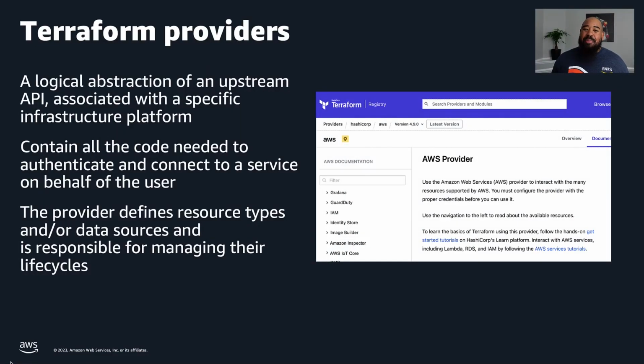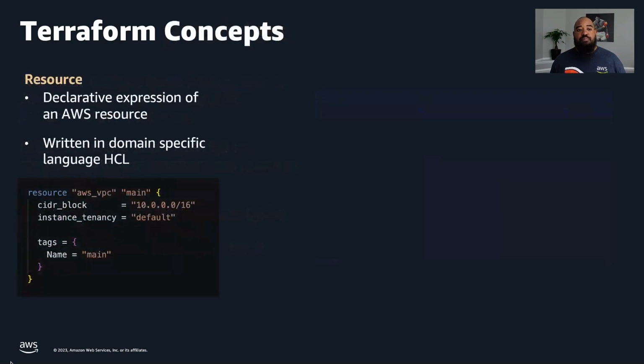Now, out of the box, Terraform cannot interact with an API like the AWS API. Terraform relies on plugins called providers to authenticate and interact with cloud APIs or other infrastructure platforms. Using the Terraform provider allows you to send backend CRUD calls to create a resource like a VPC. In this example, we create a VPC resource called main.